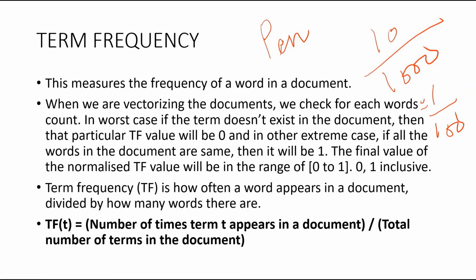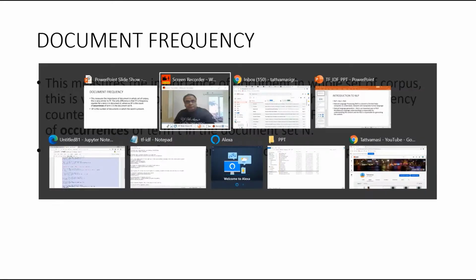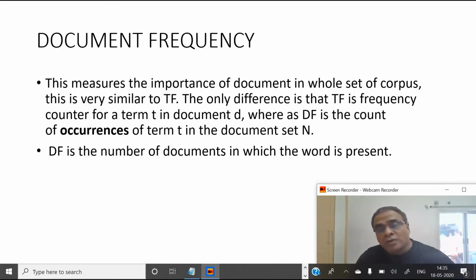This is term frequency. Now I will discuss document frequency. This is rarely used, and I will explain what document frequency is as well. This measures the importance of a document in the whole set of corpus. It is very similar to term frequency. The only difference is that TF is the frequency counter for a term T in a document D, whereas DF, document frequency, is the count of occurrence of term T in the document set N. That means DF is the number of documents in which the word is present. So that is another term you will use in this algorithm, document frequency.